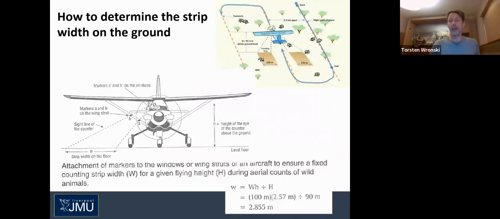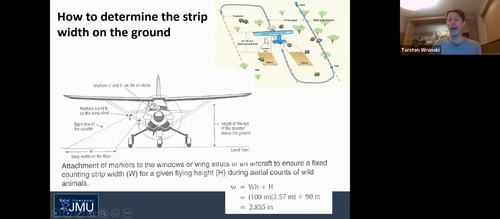Now, why is this the case? Let's first have a look at this graphic here up right. This is the transect line. This is the turning, which is usually not included in the count. Here is the ending point, and parallel to that, the next transect line will be flown. Usually, they should be not less than 2.5 kilometers apart.